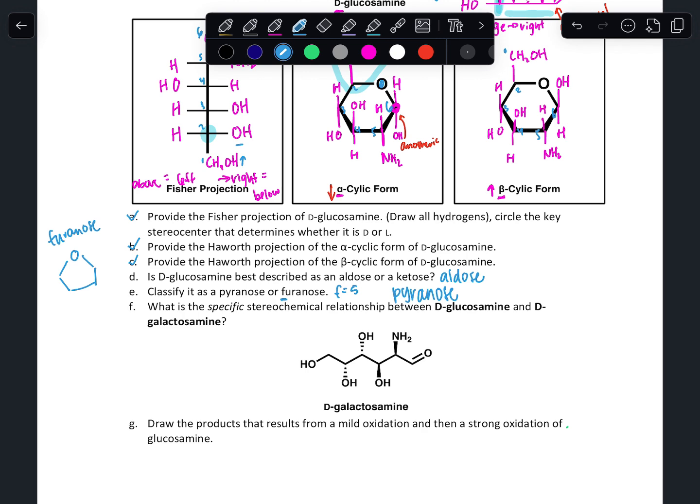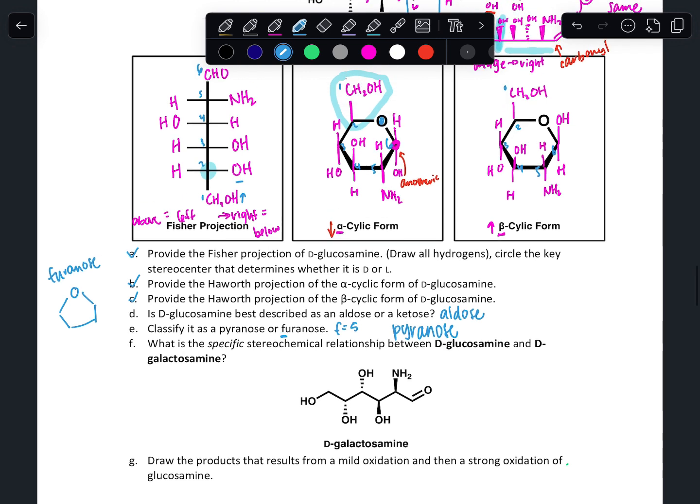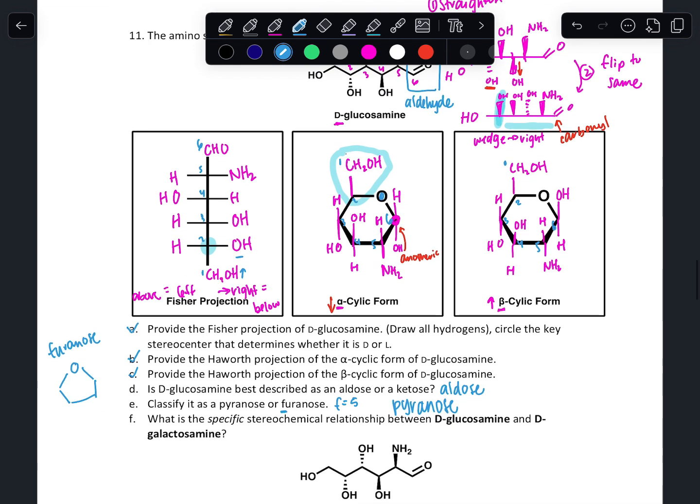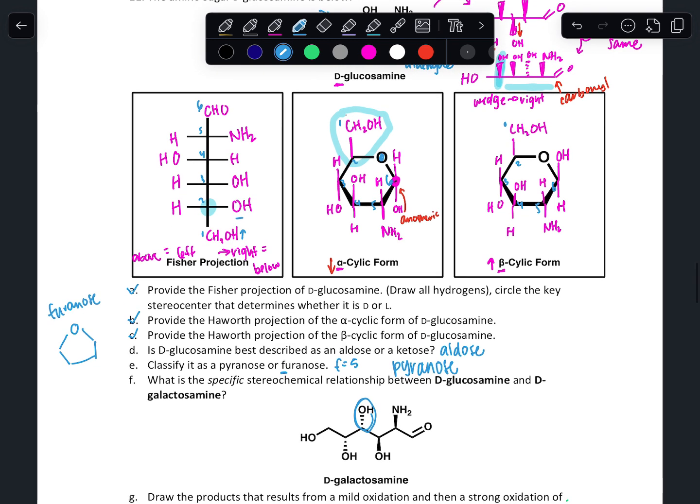The next part is looking at the specific stereochemical relationship between D-glucosamine and D-galactosamine. If we compare across the two here, the only difference is on this third carbon, and on this third carbon we have a different chirality. So for the stereochemical relationships, stereoisomers is the umbrella term.